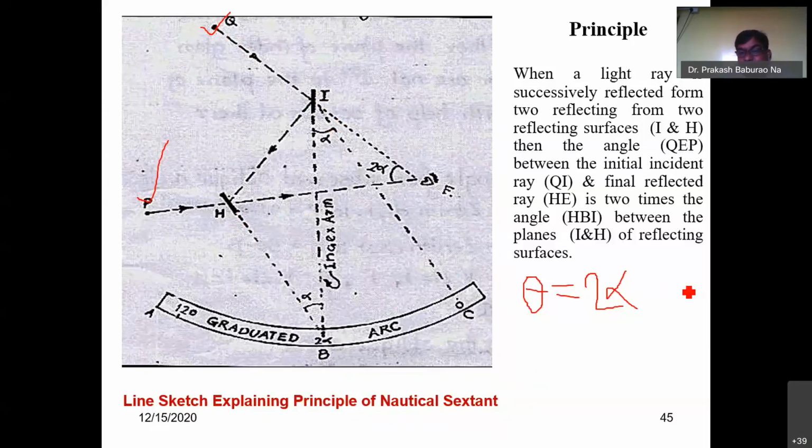Then both the images are bisected, and at that time you can measure the angle from P to O. So the angle PO can be measured as twice alpha. Therefore, the actual angle theta is equal to twice alpha, which is the working principle.